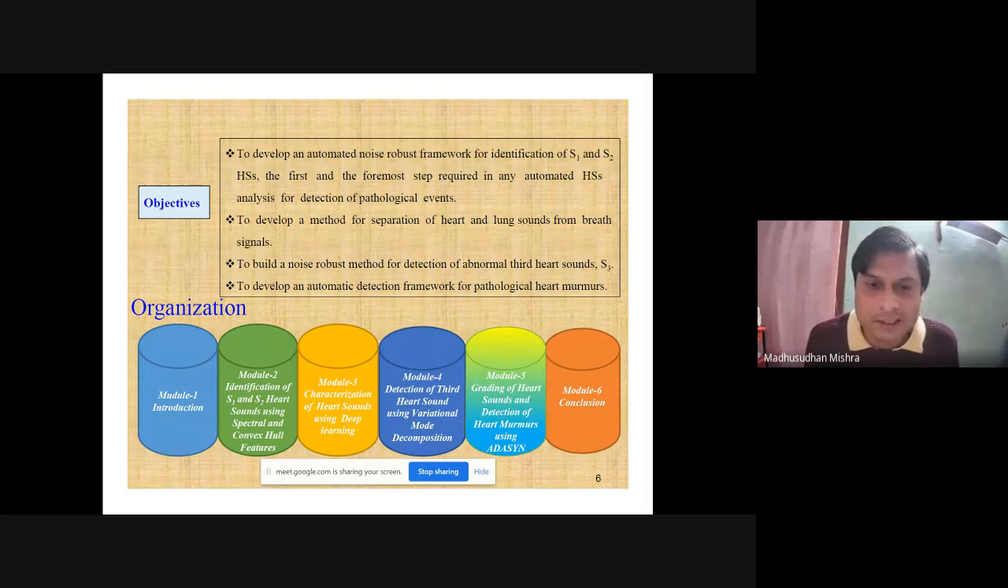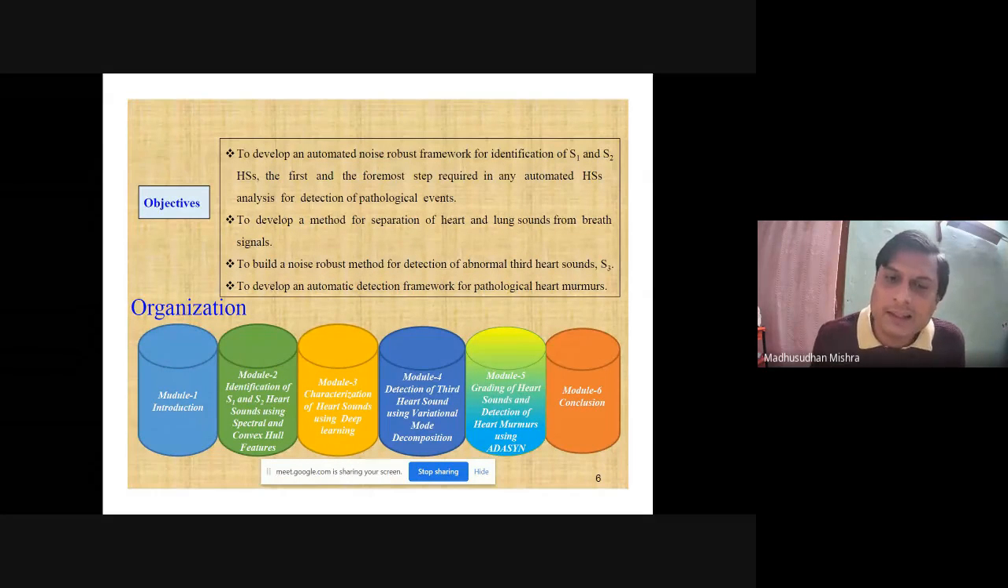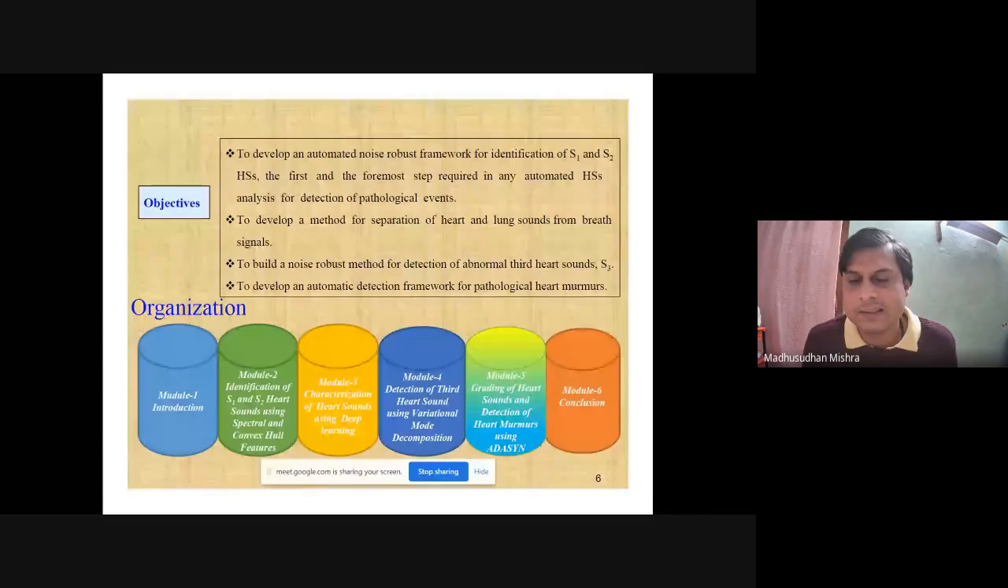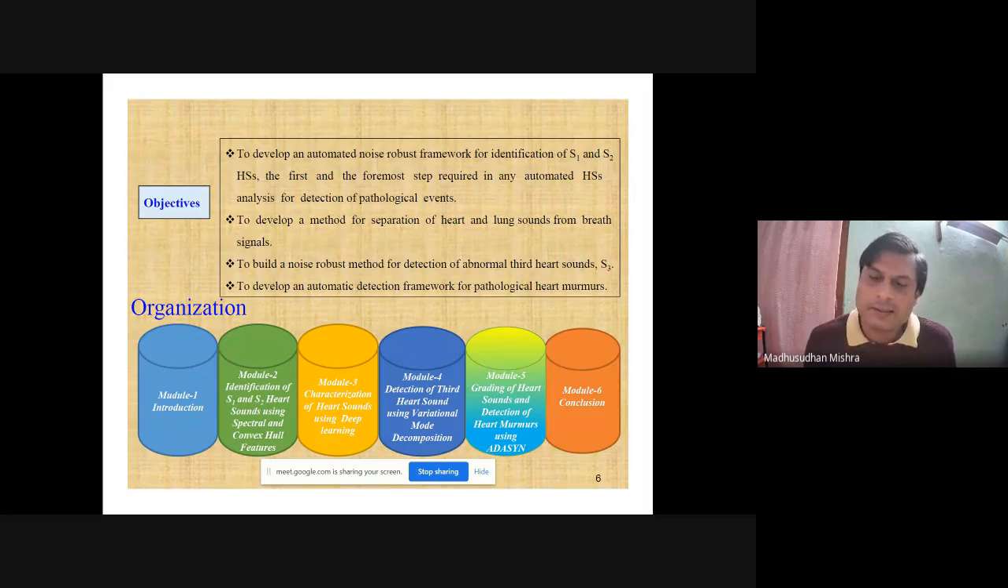Then we will see one of the works which has been done for identification of first and second heart sounds using some features, mainly spectral and convex hull features. And then we will also see how to characterize heart sounds using deep learning methods. In tomorrow's talk, I will cover the detection of third heart sounds using a nonlinear decomposition technique, namely variational mode decomposition, followed by detection of heart murmurs for balanced as well as unbalanced data sets. And then the conclusion will be given at the end.